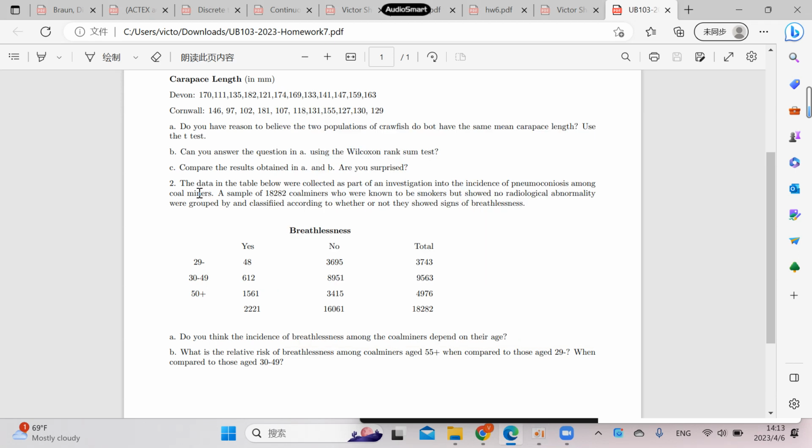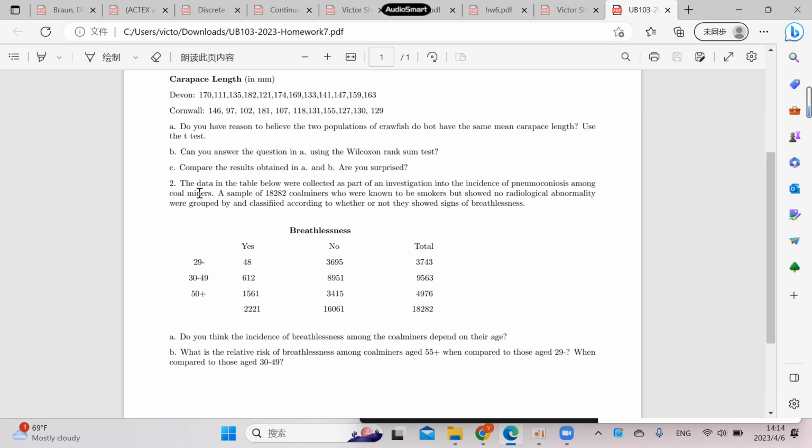So for number 2, it's a chi-square test. Basically, that's a test for independence. Here we want to study the question whether age and breathlessness are independent or not. That's the aim of this question.